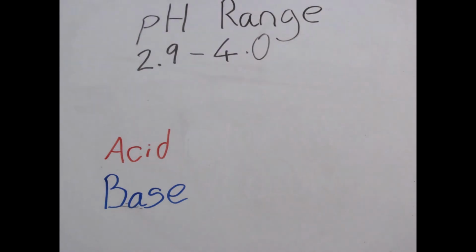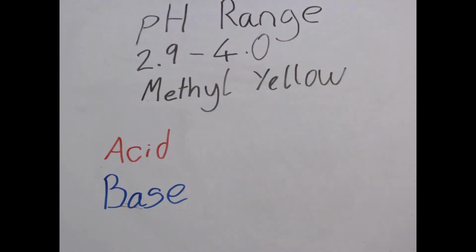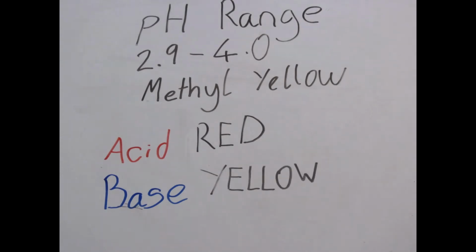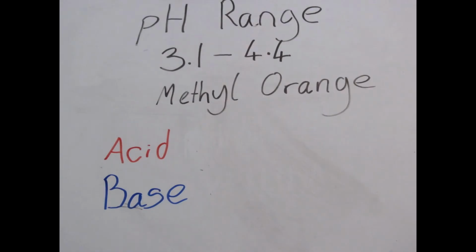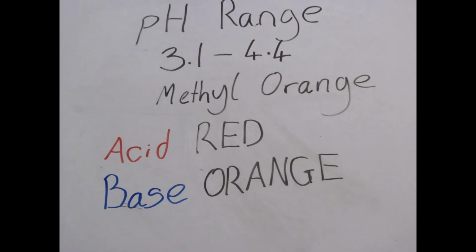2.9 to 4.0, we can use methyl yellow. An acid will appear red and a base will appear yellow. 3.1 to 4.4, we use methyl orange. Acid again appears red and a base appears orange.